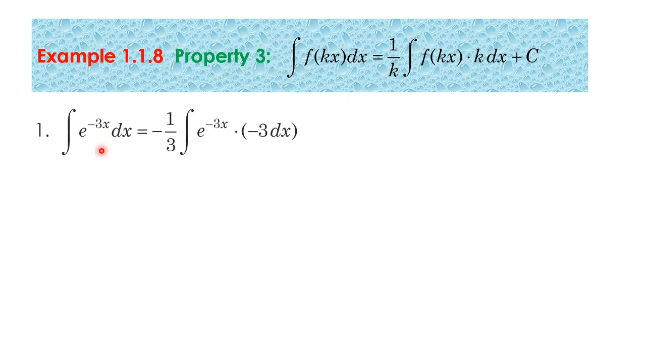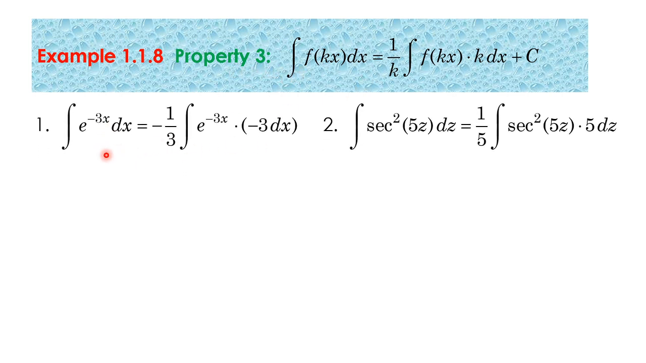Property number 3 is illustrated by the following examples. The integral of e to the negative 3x dx is equal to the integral of e to the negative 3x. I'm going to multiply inside by negative 3, and then I'm going to multiply outside by its reciprocal, negative 1/3. Given the integral of secant squared 5z dz, so again, I'm going to multiply this by 5 inside, but I am going to multiply outside by the reciprocal.